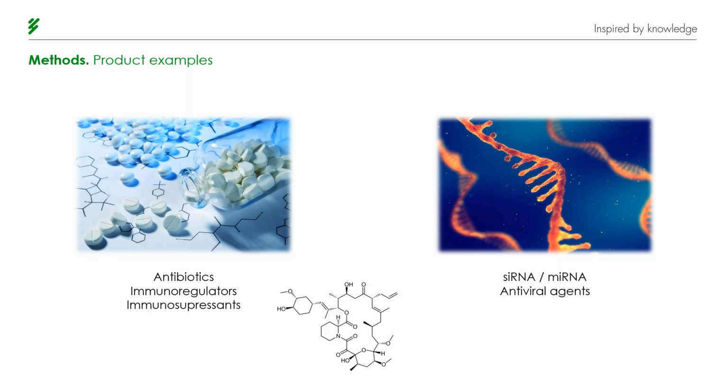Here we see the main types of medicines that are produced, or at least their active ingredients, through fermentation. On the left, we have first the antibiotics, for example, the penicillin, the cephalosporin, macrolides, then different products that can regulate the immune system, for example, immunoregulators, usually with a polysaccharide structure. Then there will be the immunosuppressants.